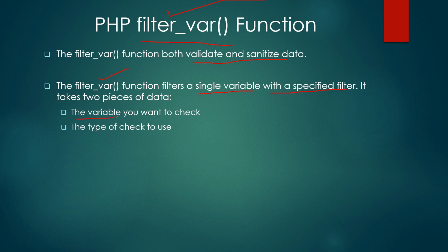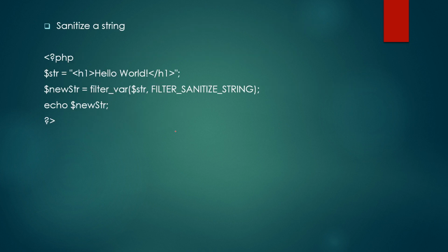The first is the variable you want to check, which in easy language I can say is the data. You can just pass the data, or you can store that data in a variable and pass that variable. It all means the same thing. And the second is the type of check to use. So it will take two parameters: the first is the data and the second is what you want to check on that data. Let's see that and we'll understand this.